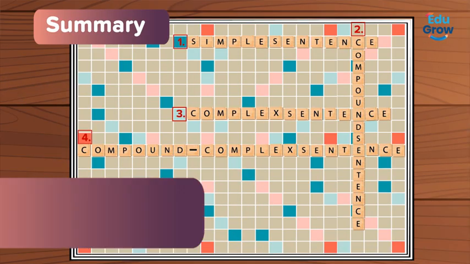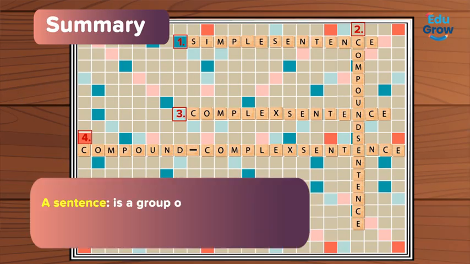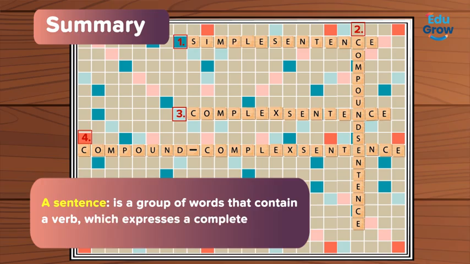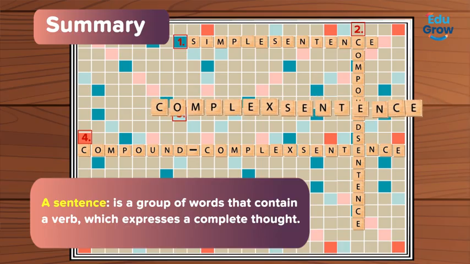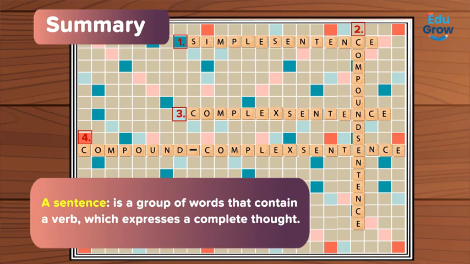In summary, a sentence is a group of words that contain a verb and express a complete thought. And we also discussed the 4 types of sentence structures, namely the simple sentence, compound sentence, complex sentence, and compound complex sentence.